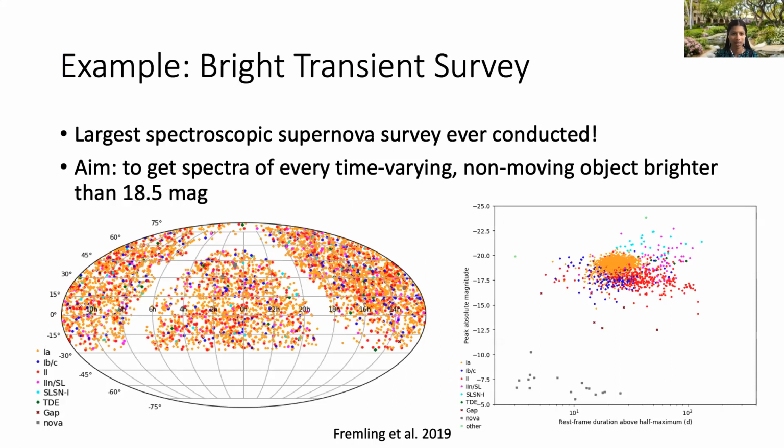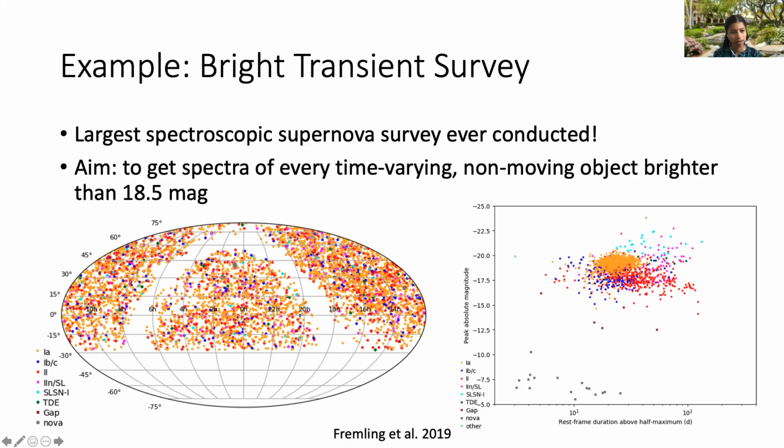So another example, and this really relies on the systematic nature of ZTF alerts, is the Bright Transient Survey. So this is in fact the largest spectroscopic supernova survey ever conducted. The aim of this experiment is to get spectra of every single time-varying, non-moving object brighter than 18.5 mag in order to get a complete picture of the supernovae in the northern sky, the bright supernovae in the northern sky, and other types of transients.